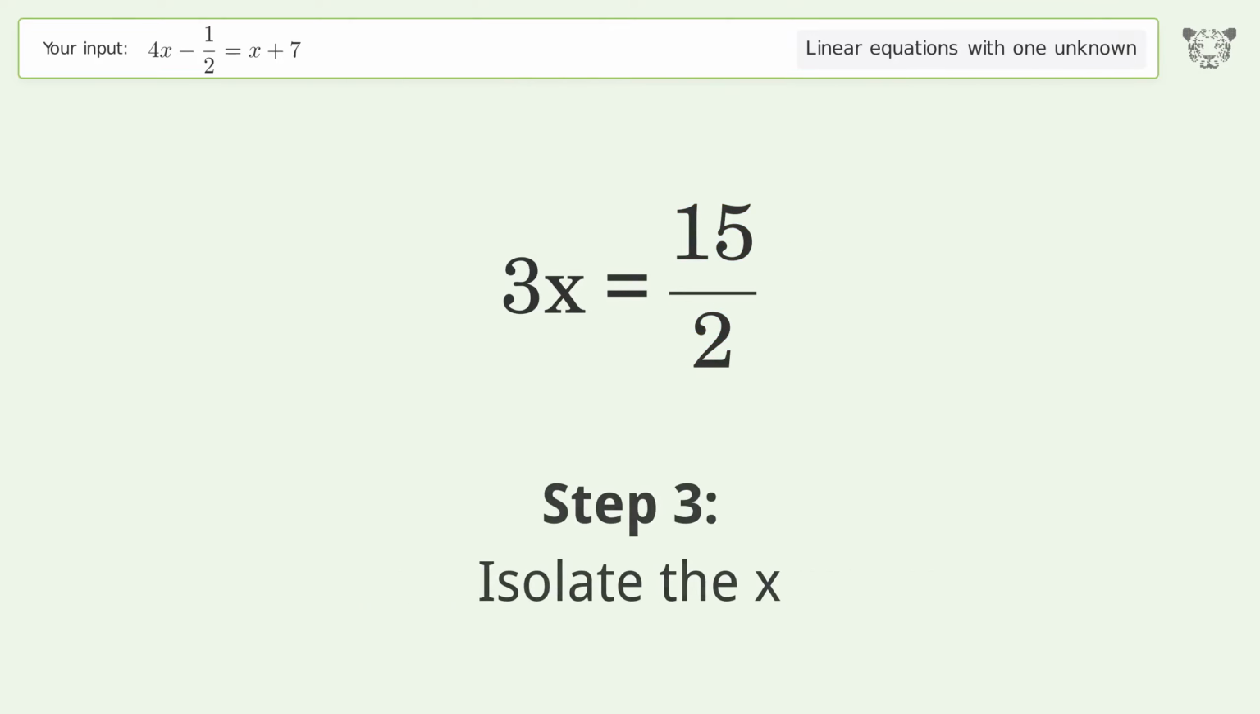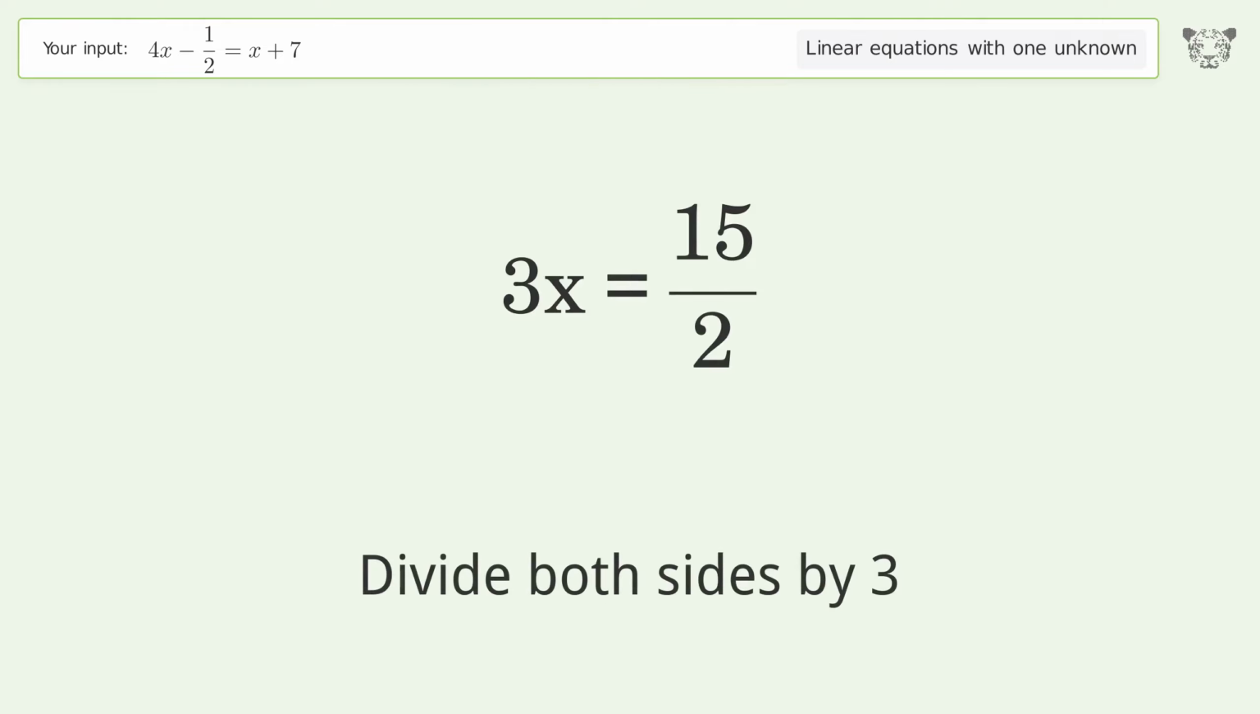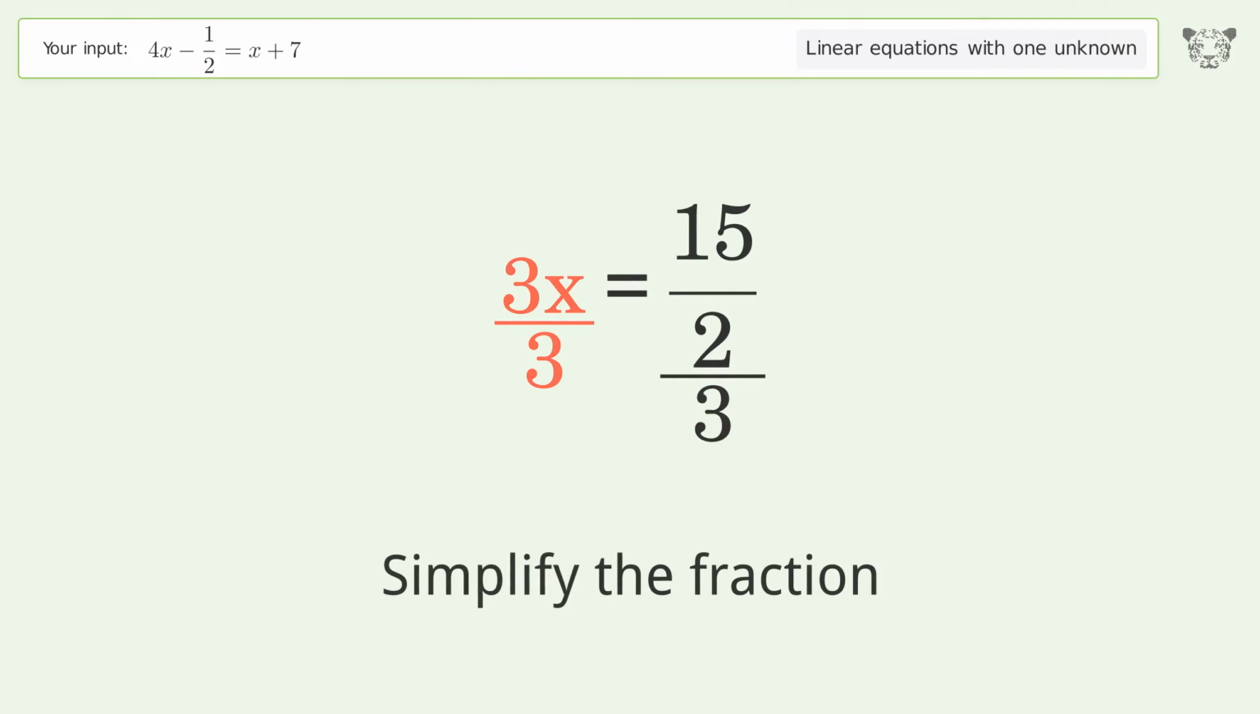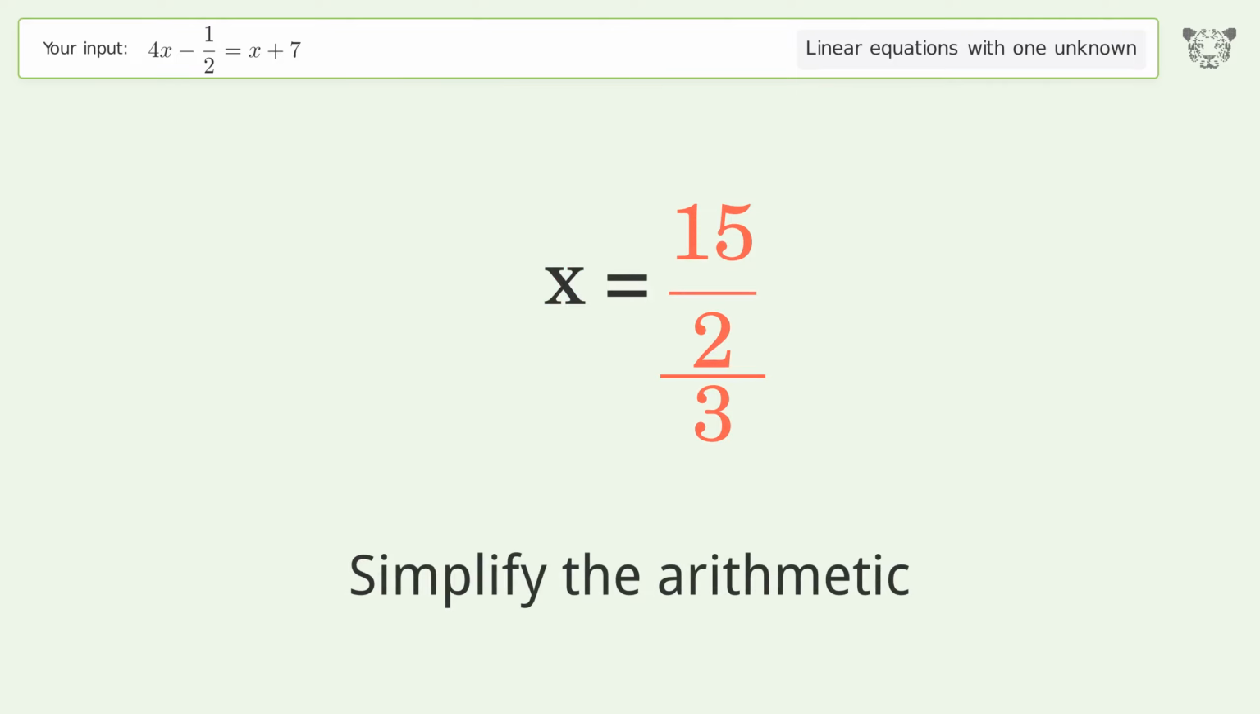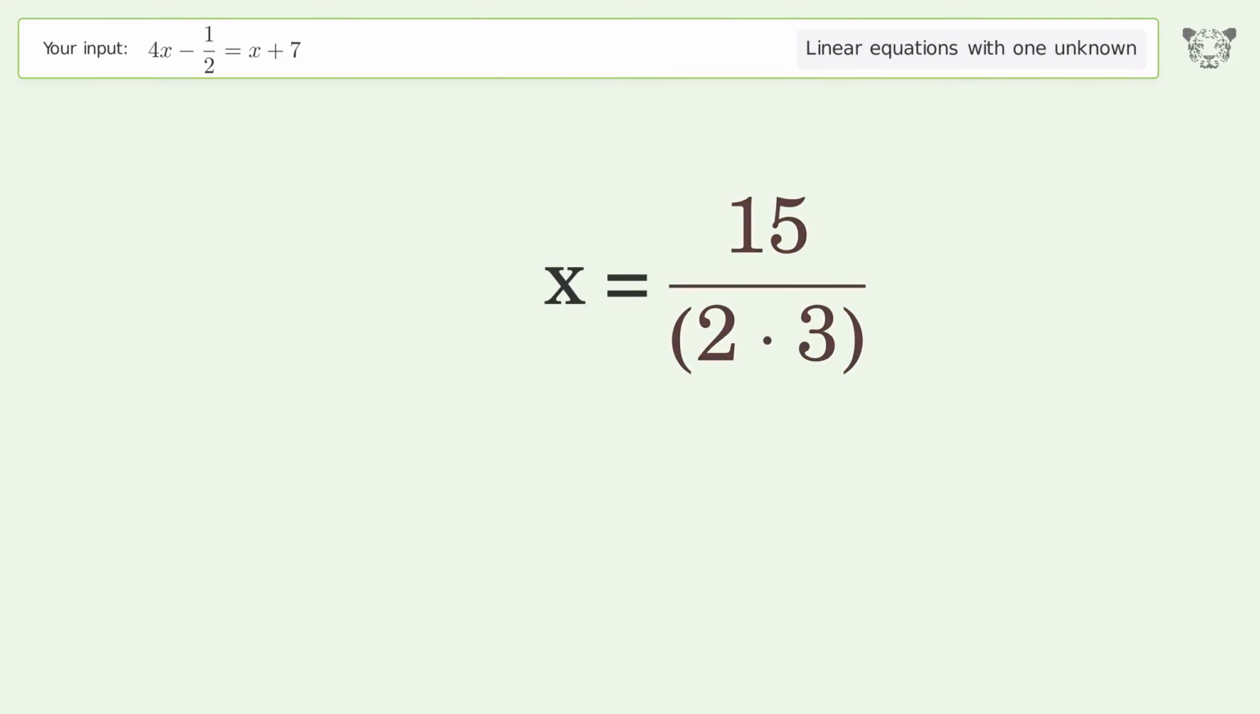Isolate the x. Divide both sides by 3. Simplify the fraction. Simplify the arithmetic. And so the final result is x equals 5/2.